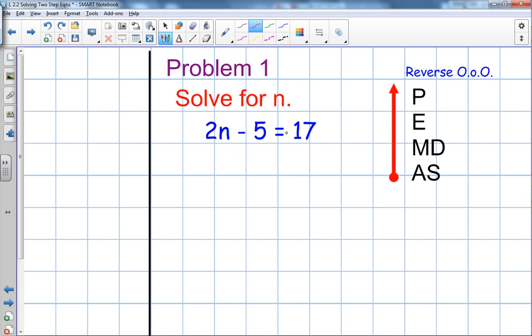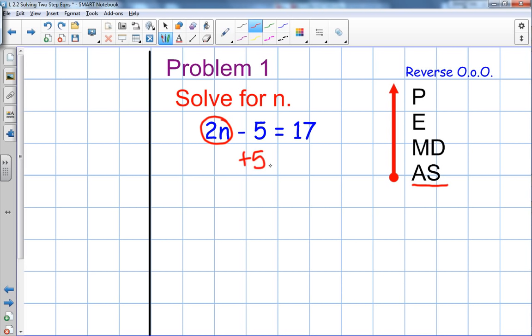So this equation is a two-step equation because it takes two steps to solve the equation. But as you're looking at the equation, you're looking at the order of operations and you're going to work backwards. So first, identify the variable. It's this term right here. Is there anything added or subtracted from the variable? And the answer is yes. I'm subtracting 5, so I do the opposite by adding 5.